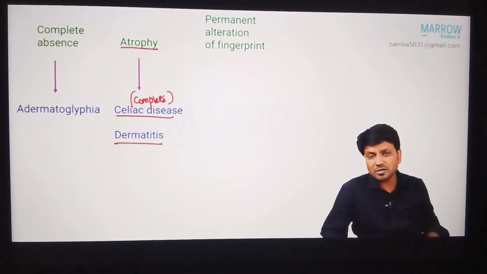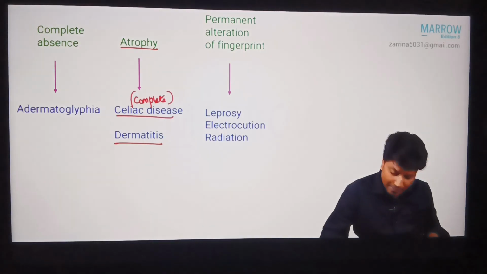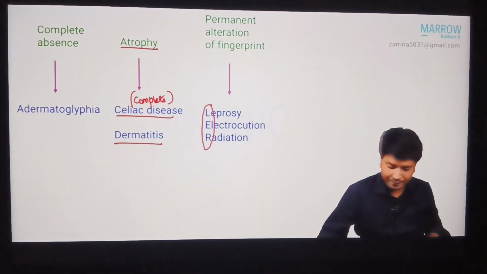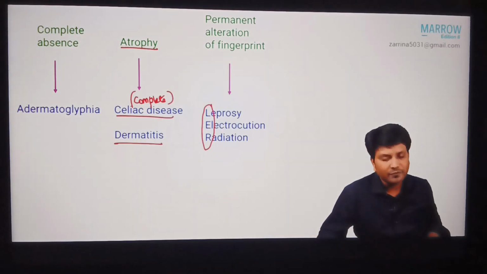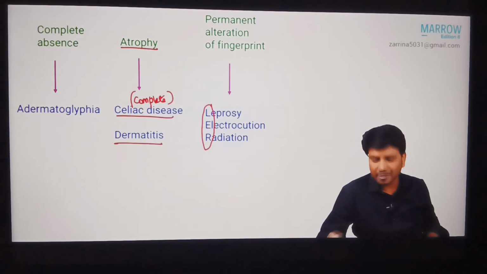Permanent alteration of fingerprints. Where do you get permanent alteration of fingerprints? It can be leprosy, electrocution, radiation. Right? Leprosy, electrocution, radiation. These are the conditions where there is permanent alteration of the fingerprint itself. Otherwise, it is permanent, it doesn't change.